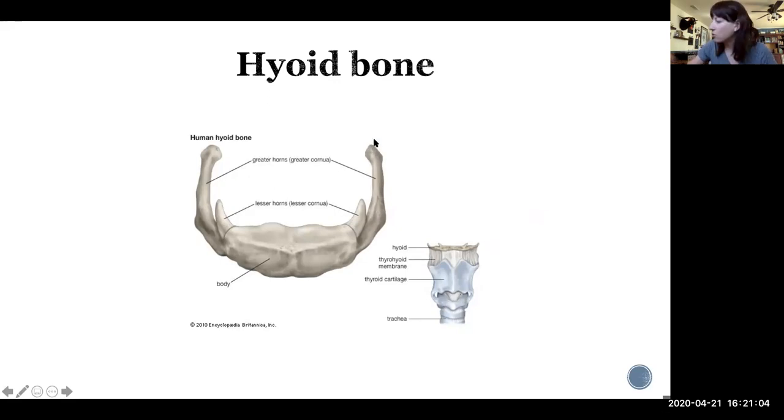It's got 2 greater horns or greater cornu. Greater cornua, I guess, is plural. So here's a greater cornu and here's a greater cornu. 2 lesser horns, lesser cornu, lesser cornu. And this is the body of the hyoid bone. So I guess your hyoid bone is technically part of your appendicular skeleton, which seems weird to me, but that's fine. I'm not the expert. And that's it for your appendicular skeleton.